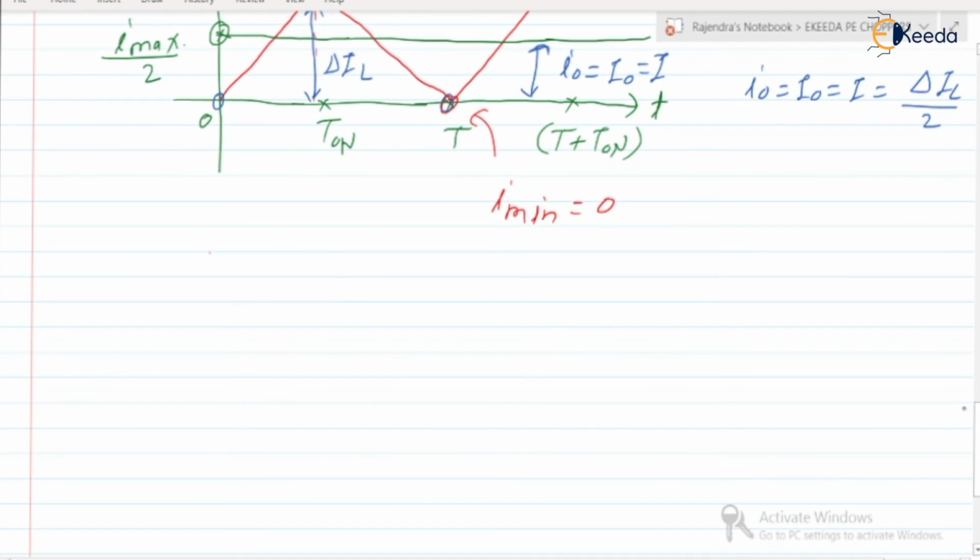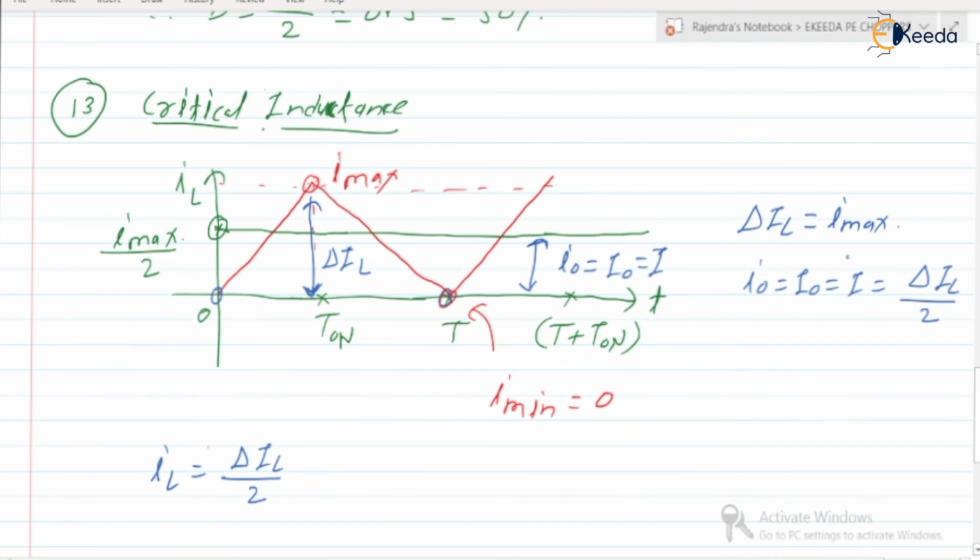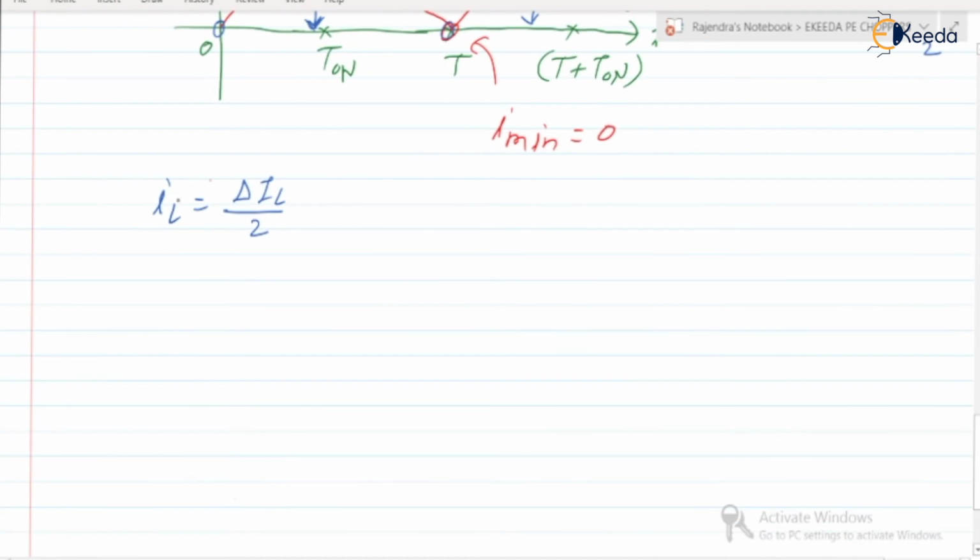Now our task is to find the L critical, the critical value of the inductance. Okay, so if you check, when the inductance value is the critical inductance, critical value, it means the inductor current is just continuous. At that time, can we write IL is equal to delta IL by 2? Yes, IL we have written is equal to delta IL by 2, right? IL means this current, the average current I am writing, is equal to delta IL by 2. So we can write IL average is equal to delta IL by 2. Therefore, what is the IL average? Yes, approximately it is the same as the I0 average, right?